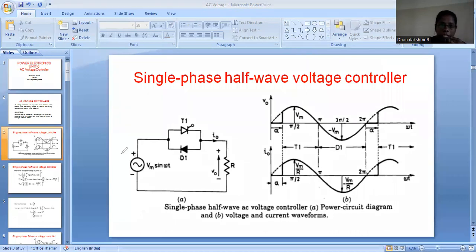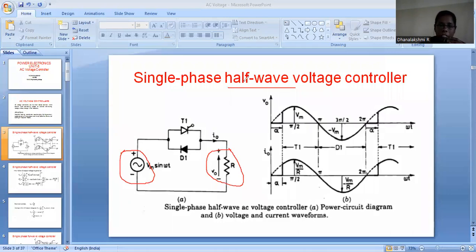So here we have the supply. The supply is a fixed AC, and this is our AC load, a resistive AC load. Since it is a single phase half wave, the general configuration of the AC voltage controller is where we connect two switches anti-parallel, that is, two SCRs connected anti-parallel. So it is back to back.